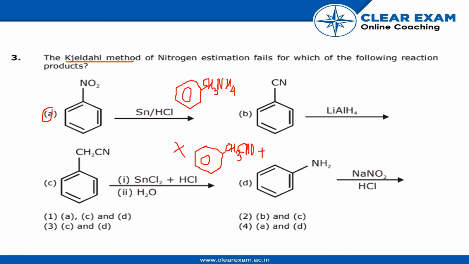However, if you look at the fourth reaction here, we will have a compound similar to that, but we will have ions over here. So this is also reaction C fails and reaction D fails. So the option that is correct is third.